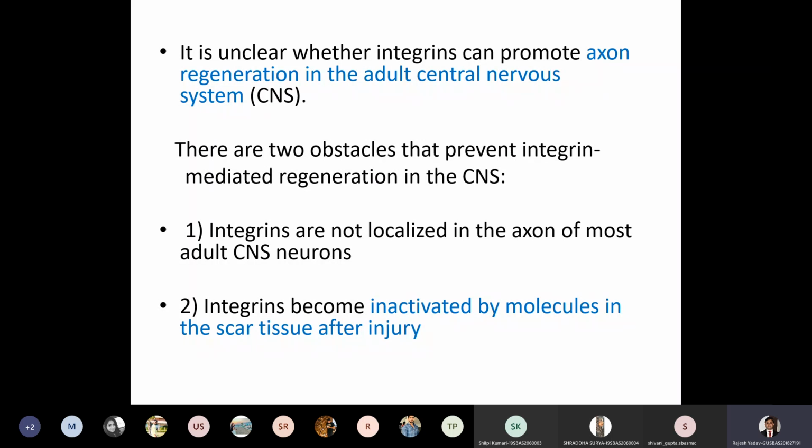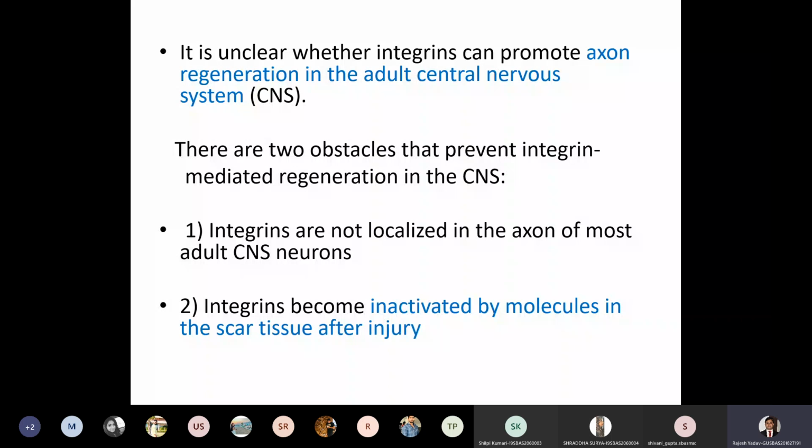The second thing is that integrin becomes inactivated by molecules in the scar tissue after injury. That means if any damage occurs in the central nervous system, at that time integrin will be inactivated. Mostly what happens in central nervous system disease is that the neurons degenerate. When the neurons degenerate in the central nervous system, the integrin becomes inactive, so it may not regenerate the neurons.